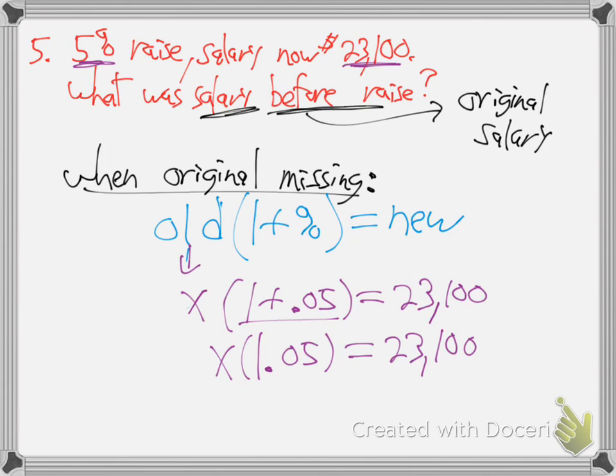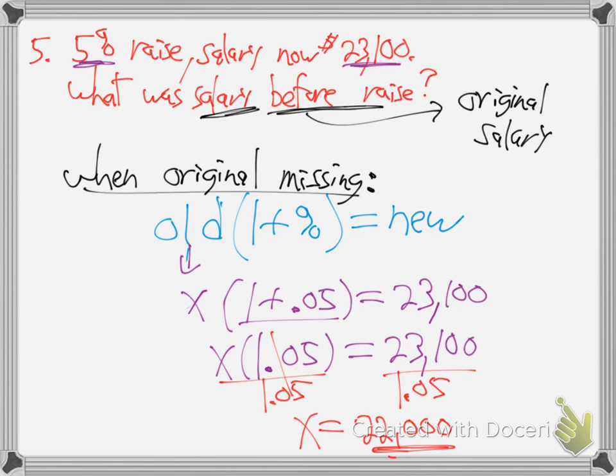How do we solve for x? Divide by the 1.05. Boom. x equals 23,100 divided by 1.05. I'm getting 22,000. His old salary was 22,000.